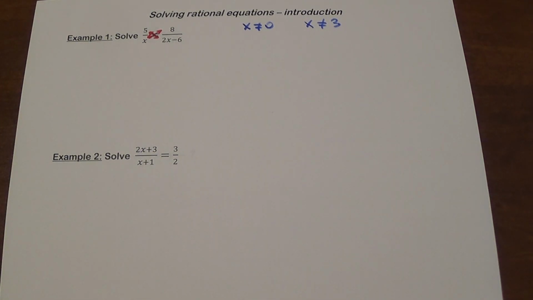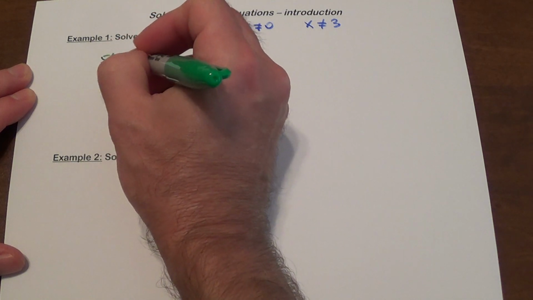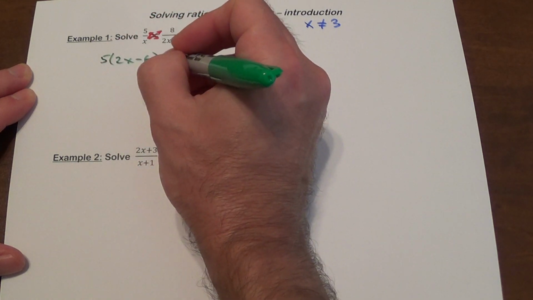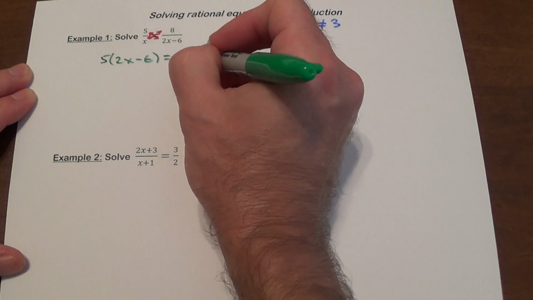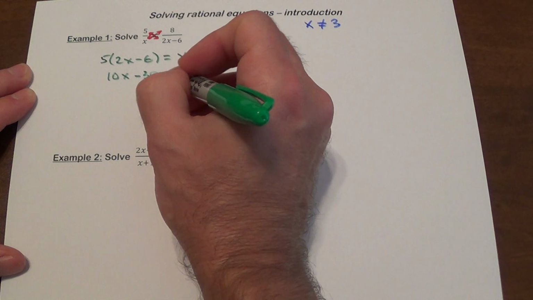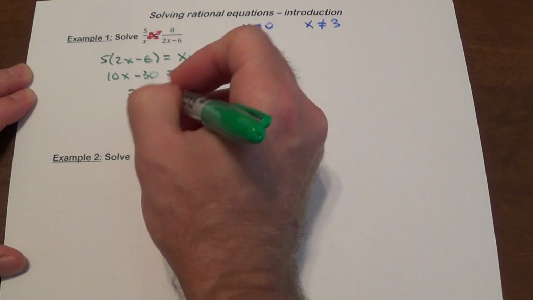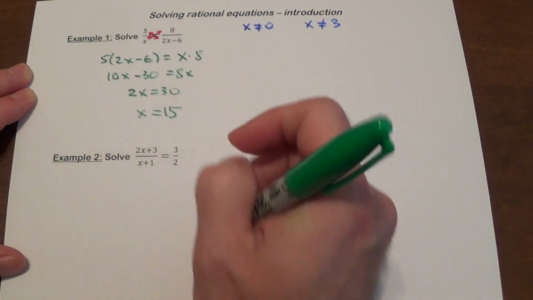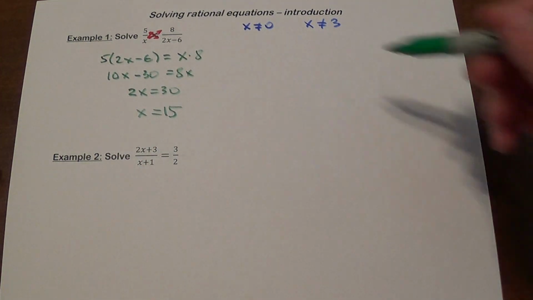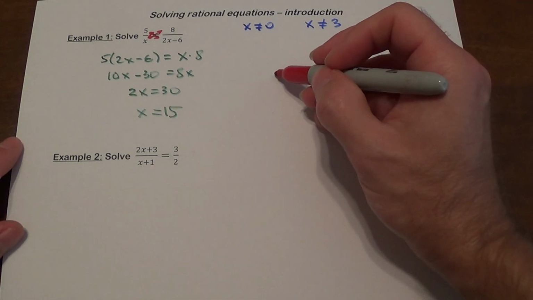After that, we cross multiply, and let's see what we're going to end up with. We multiply 5 by 2x minus 6, and here we multiply x by 8. So that's going to give us 10x minus 30 equals 8x. This equation is going to give us 10x equals 30 and x equals 15. Okay, 15 obviously is not on the list of our excluded values, which means this is our answer, and we are going to list that.